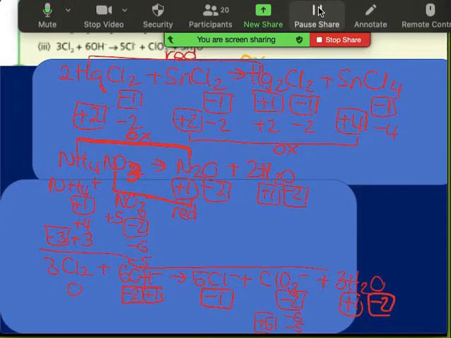So here my chlorine is going from 0 to -1. It is a decrease in oxidation number. It's a reduction. Here my chlorine is going from 0 to +5. It is an increase in oxidation number. It is an oxidation.